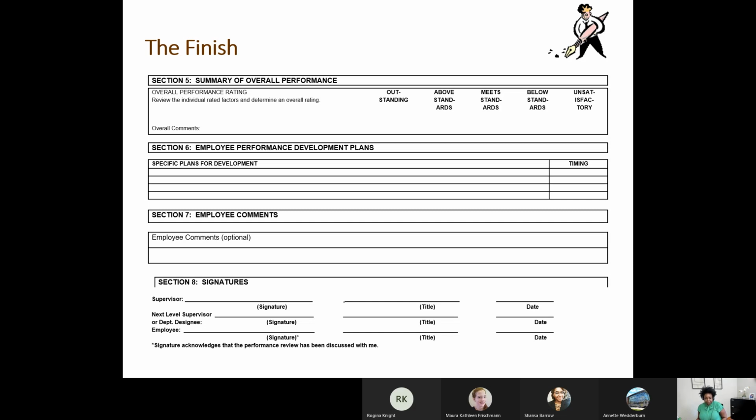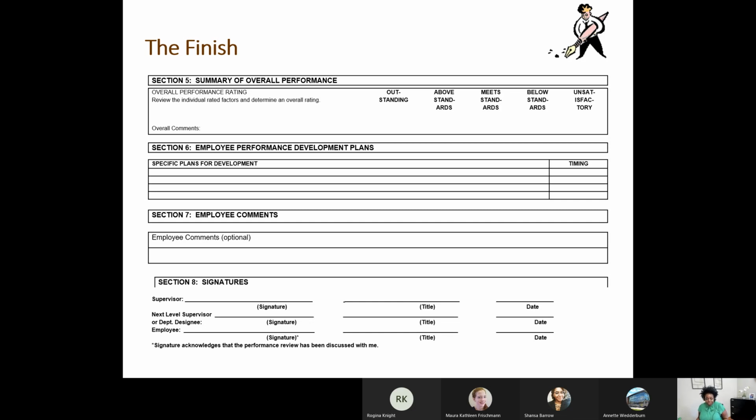Section 7 is the employee's comment. They may want to add a few remarks or not. It's optional. And Section 8 is where the signatures will go. You are going to obtain the signature of your direct supervisor, their title, and then the date. The next level supervisor, signature, title and date, and then, I'm sorry, you're the supervisor. You're the one signing first. The next level supervisor is your supervisor. Okay, and then the employee signs, title and date.